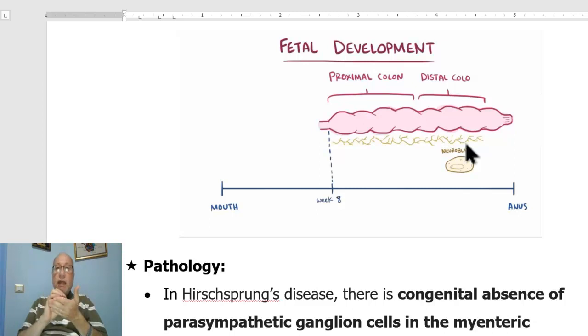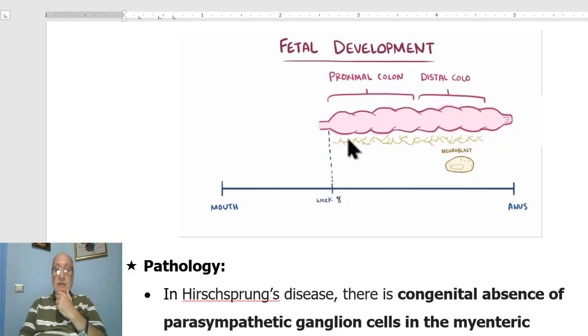What is this? During intrauterine fetal life, there is a structure called the neural crest. From the neural crest migrate parasympathetic ganglionic nerve cells in the wall of the gut, from mouth to anus. The parasympathetic ganglionic cells reach the rectum and the anal canal by the 12th week of gestation.